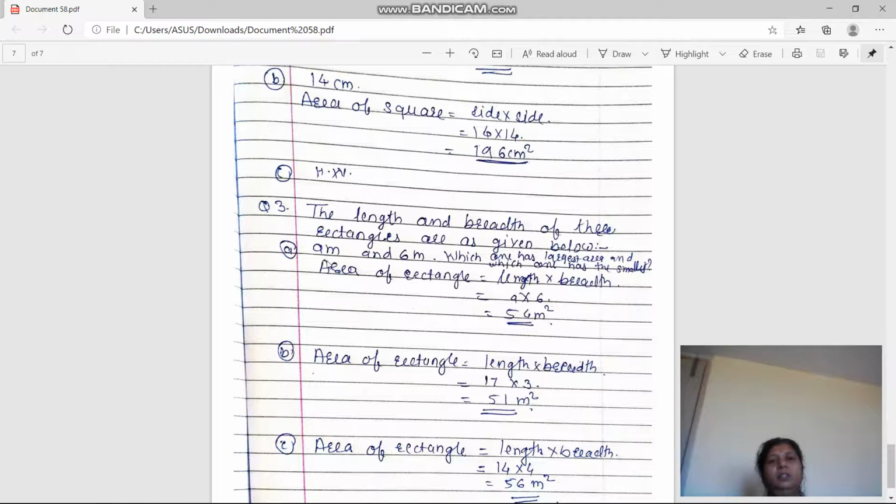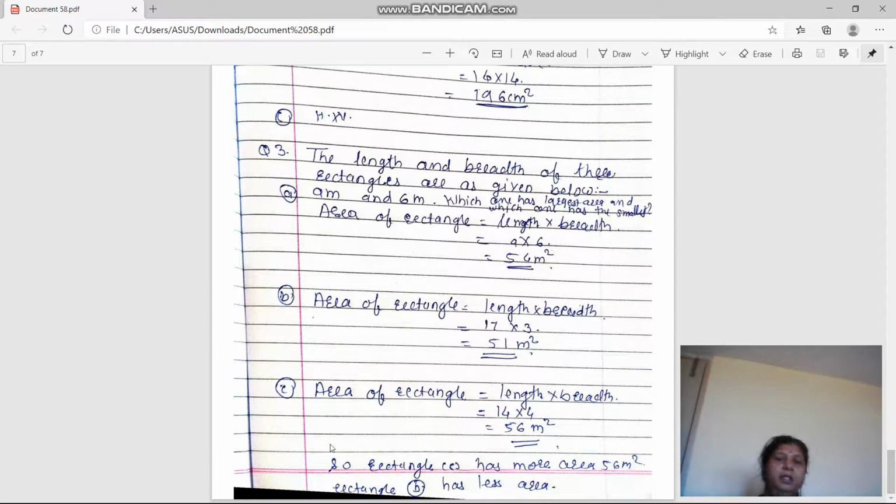So first the area of the rectangle whose length and breadth are 9 meter, 6 meter. So length multiplied by breadth, here 9 multiplied by 6. So 9 sixes are 54 square meter. Then B, area of rectangle is equal to length into breadth, that is 17 and 3. So 17 threes are 51 square meter. Okay. So next, area of the rectangle, third one. So length into breadth. So 14 multiplied by 4. 14 fours are 56 square meter.